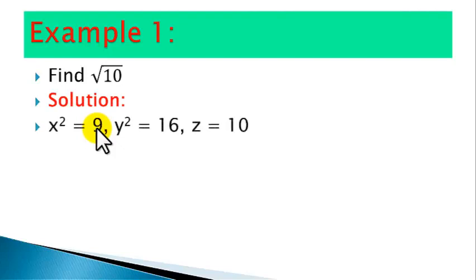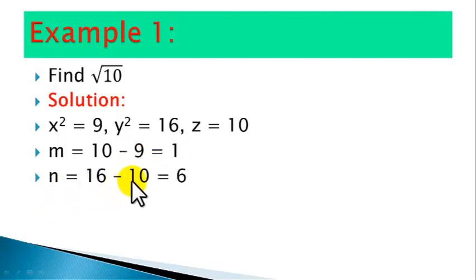The next square number less than 10 is 9. And the next square number greater than 10 is 16. And z is our 10. Then the distance m is 10 minus 9, which is equal to 1. And the distance n is 16 minus 10, which is equal to 6.